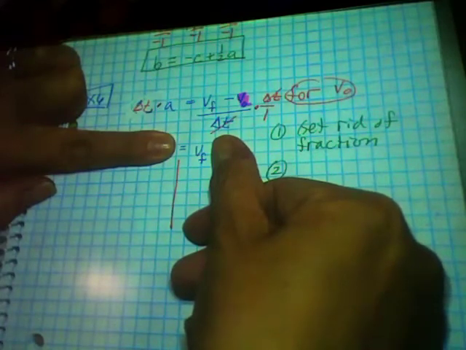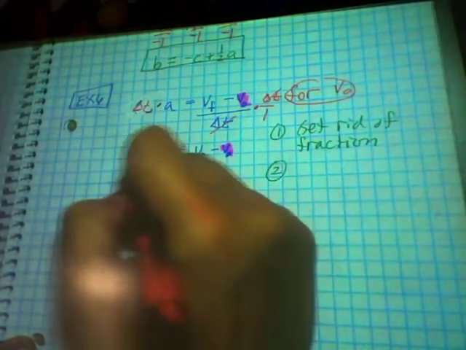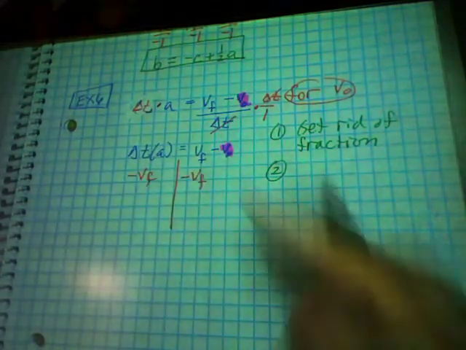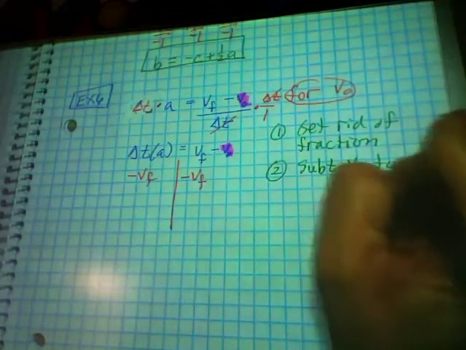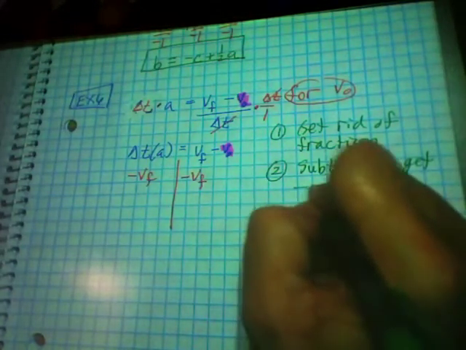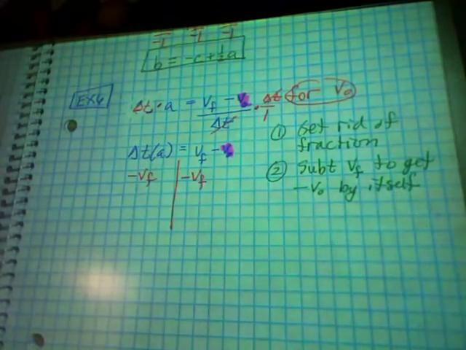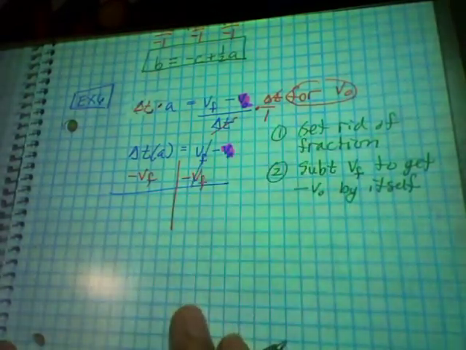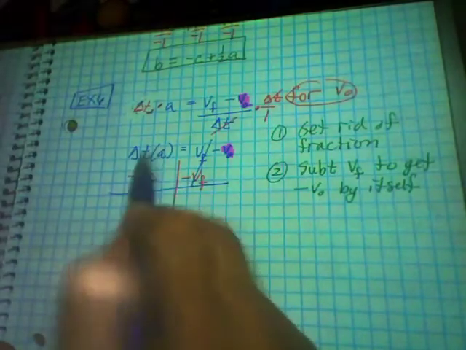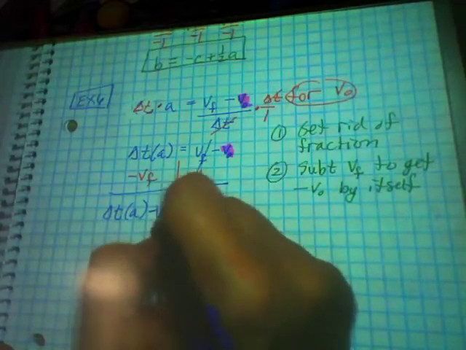So how do you get rid of it? A negative V sub F. So because the V sub F is positive, we want to subtract V sub F from both sides. So your second step here is to subtract V sub F to get negative V sub O by itself. Then are these like terms? No. So the V sub F's on the right cancel. My delta T A is positive, so I like to put it first. So delta T times A, then minus the V sub F equals.